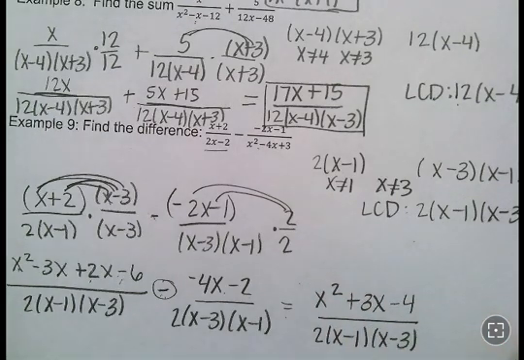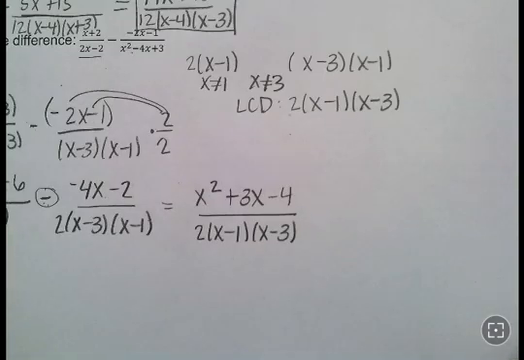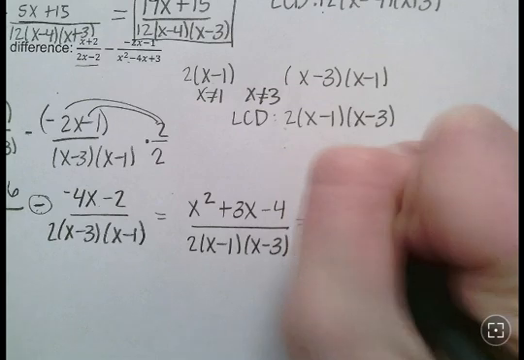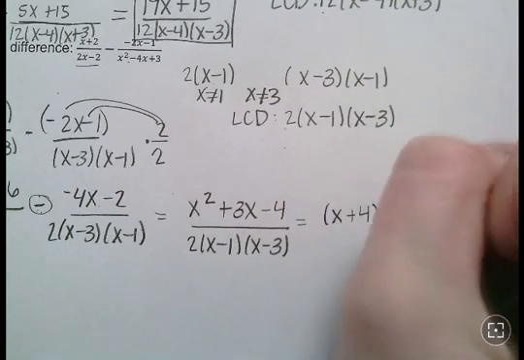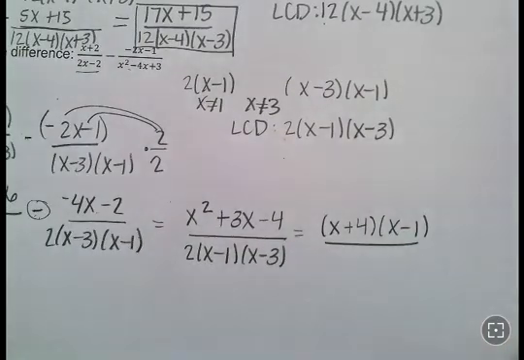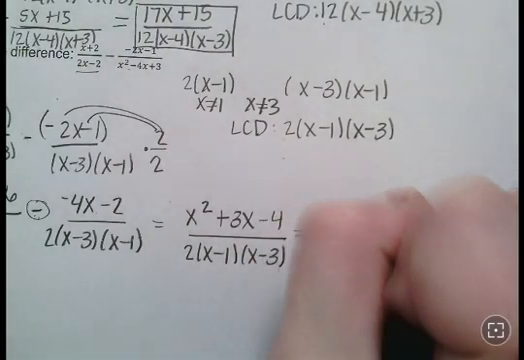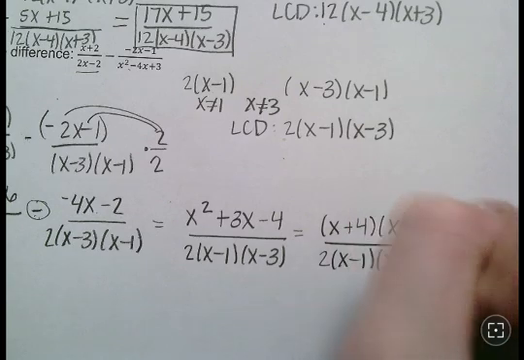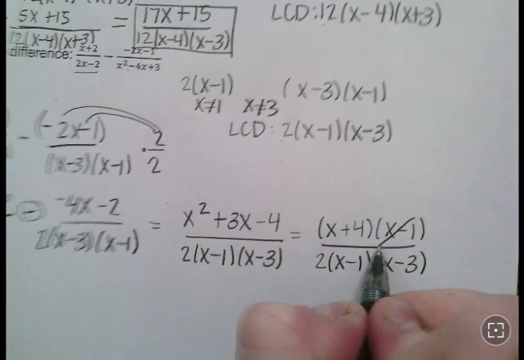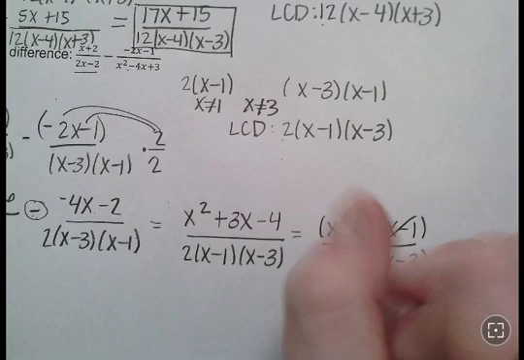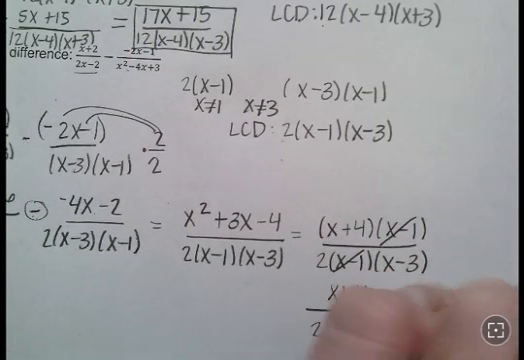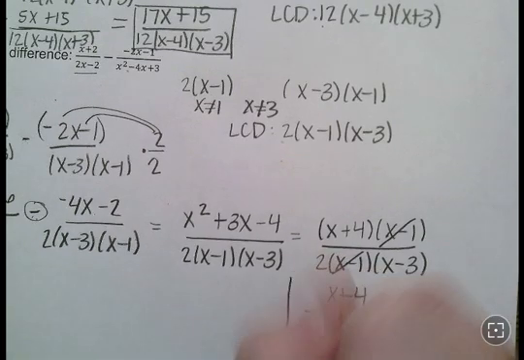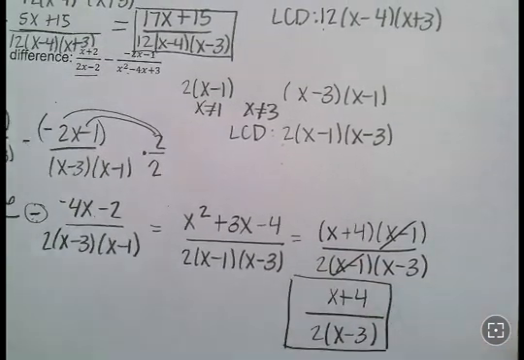And normally we would be done, except for the fact, I've always told you if it can factor, you should, because watch. The top of this factors 2, x plus 4, x minus 1, divided by 2 times x minus 1, x minus 3. And that's important because then you can simplify and you're left with your final answer of x plus 4 divided by 2 times x minus 3. It's not common that that happens, but it does happen.